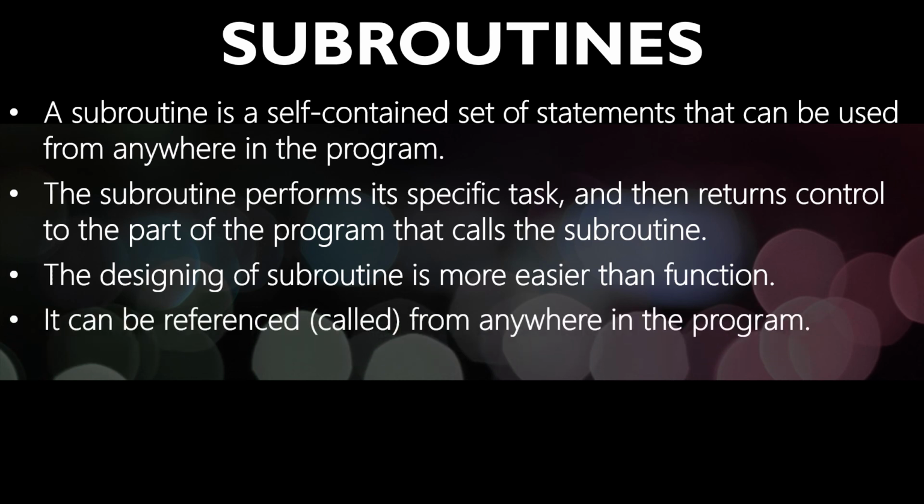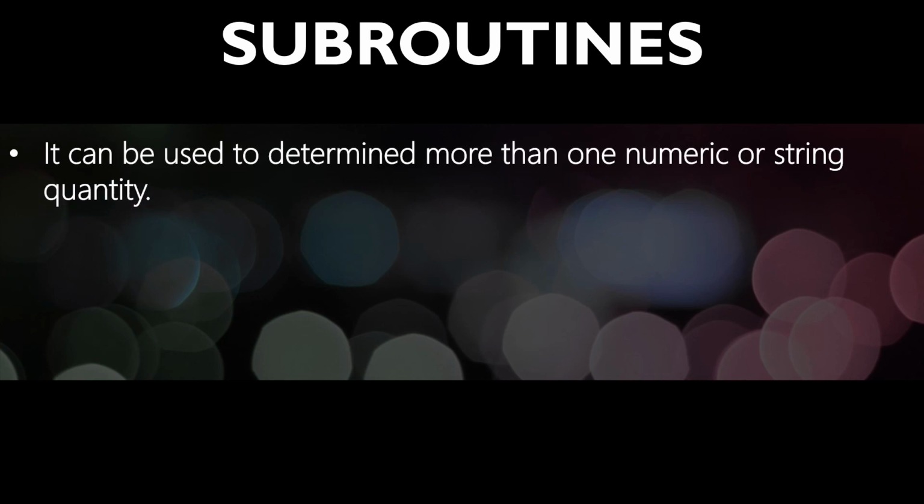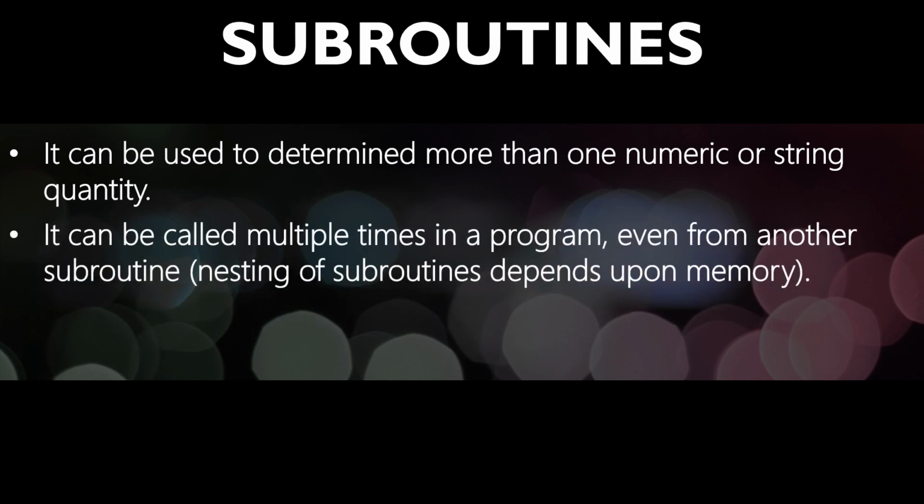It can be referenced, meaning it can be called from anywhere in the program. A subroutine is not given a name like a function. It can be used to determine more than one numeric or string quantity. It can be called multiple times in a program, even from another subroutine. This is called nesting, and it only depends upon the memory.